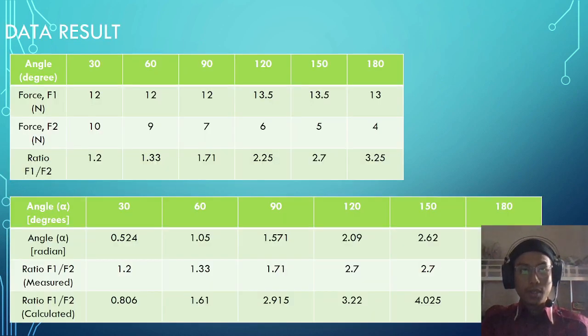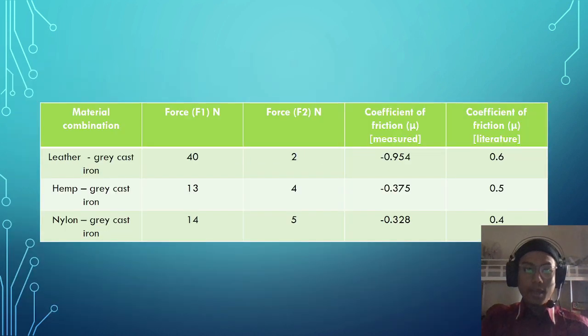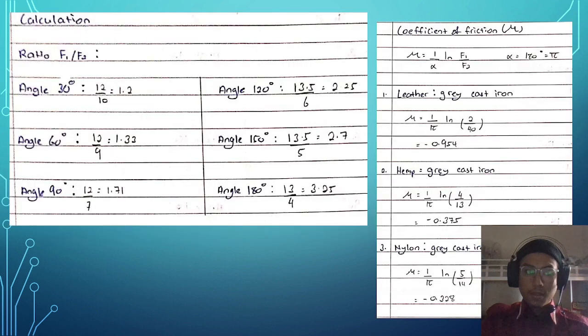So this is our data result for experiment 1, and this is the result for the second experiment with the material combination. In the calculation section, we can see that the first figure is the calculation for the ratio F1 divided by F2. Next, the second figure is the calculation for the coefficient of friction for leather, hemp, and nylon.